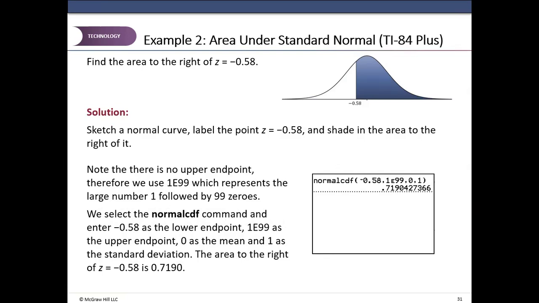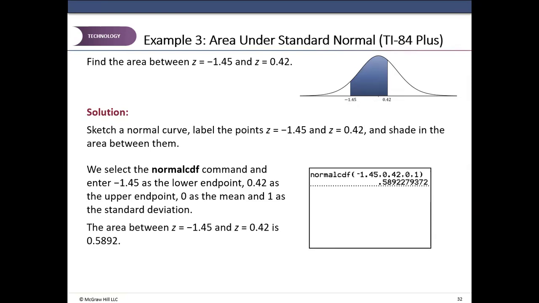So we will type 1, then 2nd comma will give me the E exponent, and 99. So what did I do? 1 followed by 99 zeros is the upper boundary. The mean remains 0, standard deviation is 1, paste, enter, and enter. And the answer is 0.719.